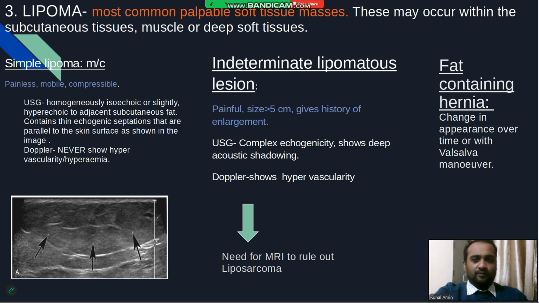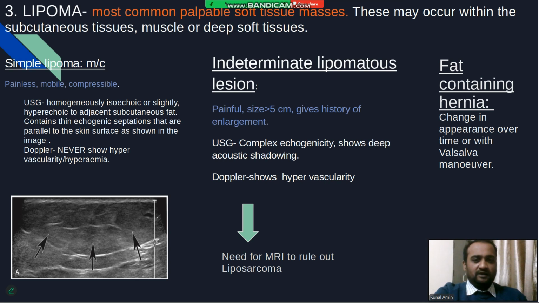Now moving on to lipoma, which is the most common palpable soft tissue mass. This may occur within the subcutaneous tissue, muscle, or deep soft tissues. We look at the simple lipoma, which can present as a painless, mobile, compressible lesion. On ultrasound, it's seen as homogeneously isoechoic or slightly hyperechoic to adjacent subcutaneous fat. It contains thin echogenic septations that are parallel to the skin surface as shown in the image. On Doppler, it never shows any hypervascularity or hyperemia.